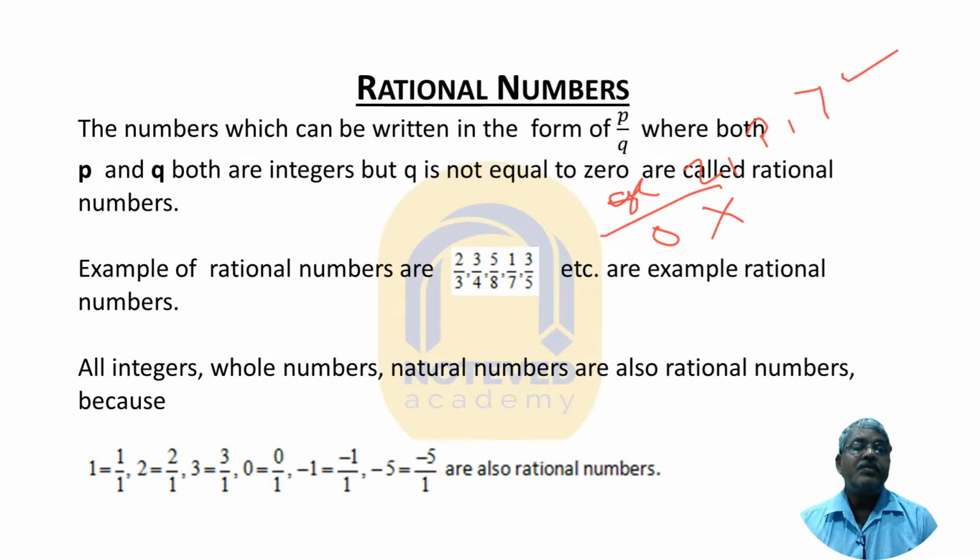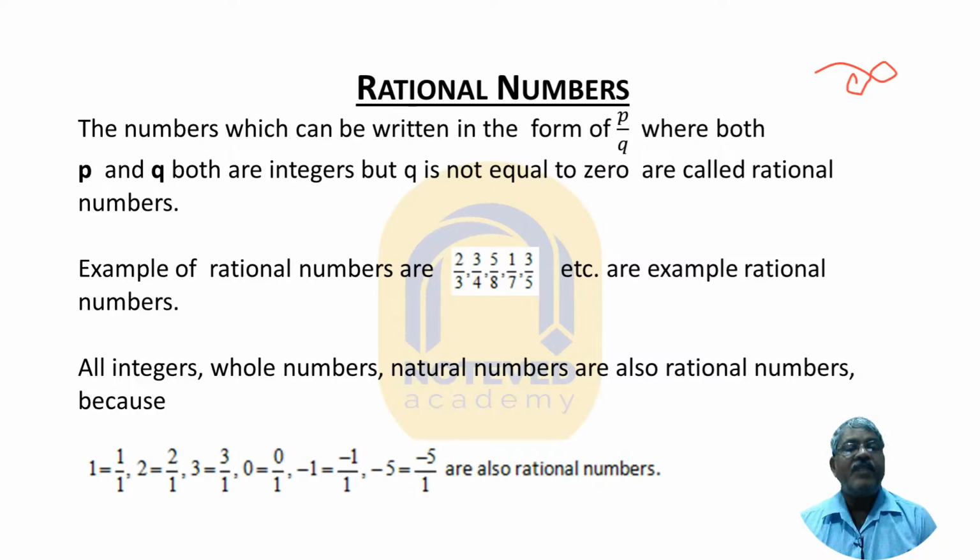If you divide a number by 0, it is not defined; you will study it in higher classes. This is the sign of not defined. So don't worry about it. Only see that numbers are not divisible by 0, so you cannot write q, the denominator, as 0. Clear? Now, except 0, you can write positive or negative. Here are the rational numbers.